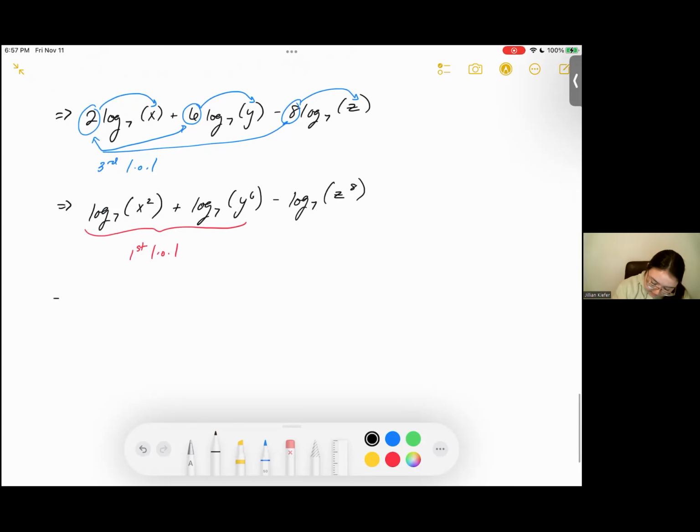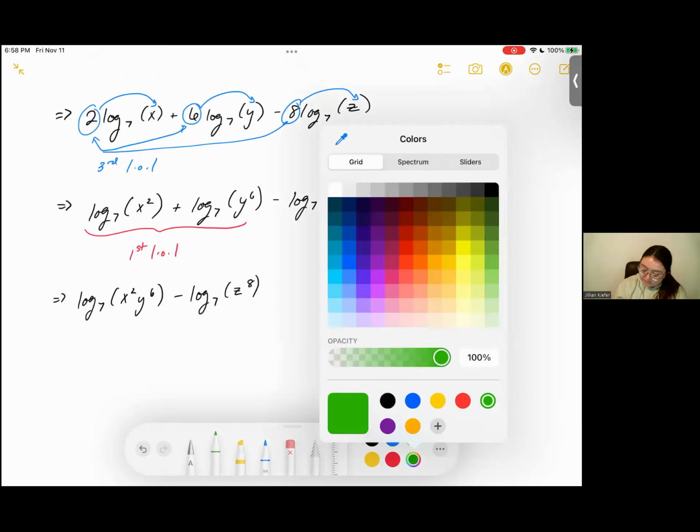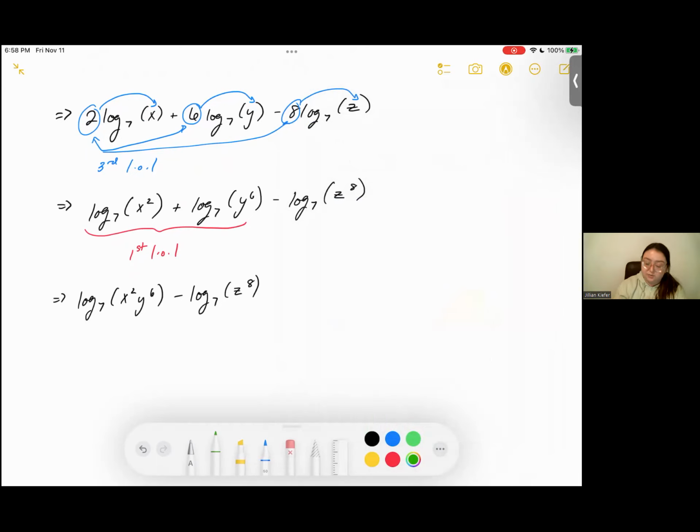So this would simplify into log base 7 of x squared times y to the power of 6. So we simplify those first two terms. We still have minus log base 7 of z to the power of 8. And so now what we have is subtraction of two logarithms, which is the second law of logarithms.